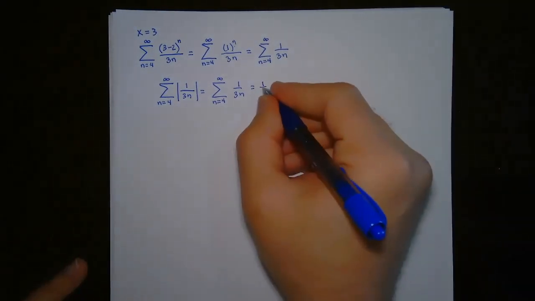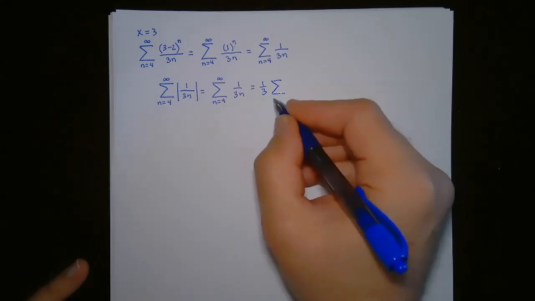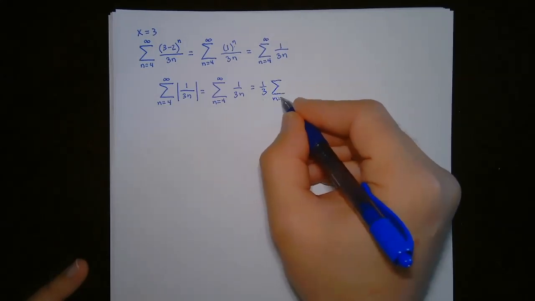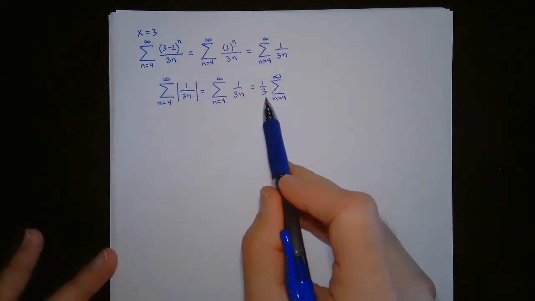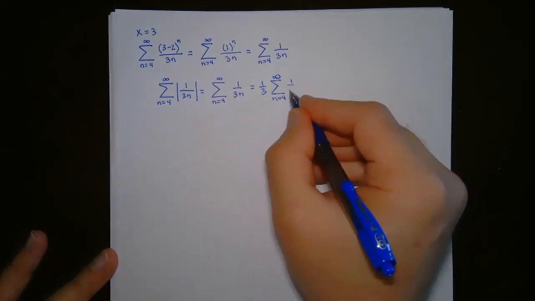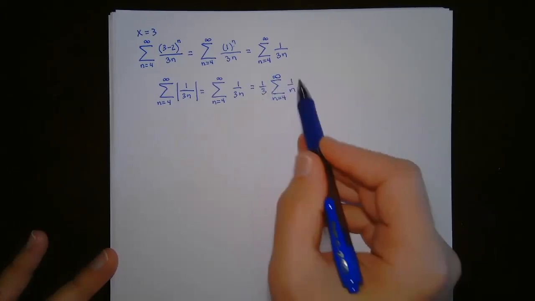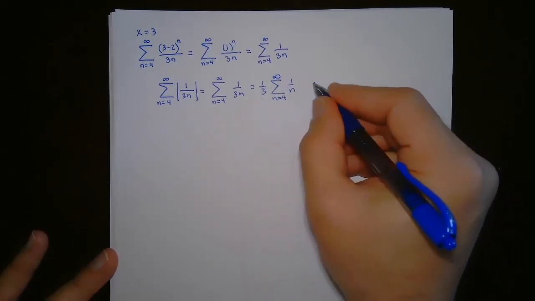If you've already tested and you notice this is the same series as earlier in the same problem, you can just refer to that previous test, okay? So 1/3, the sum from n equals 4 to infinity of 1 over n. You notice this is the harmonic series again, right? So it's 1/3 times the harmonic series, which we know diverges from the previous endpoint.